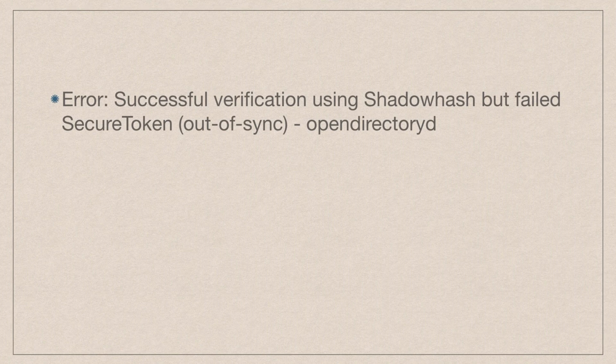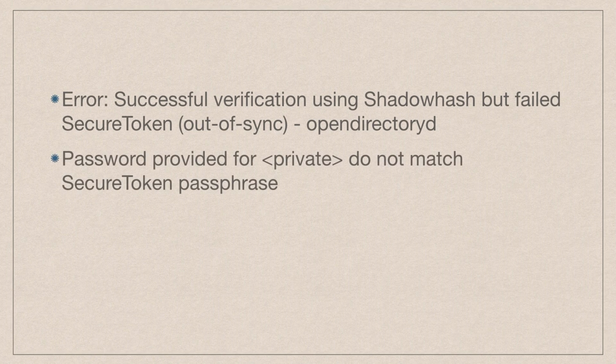You get some interesting errors when you start tracing out the console logs for this. So one of them is you get a successful verification using shadow hash. So the password is valid, but secure token is out of sync. So this kind of separates our password verification from our secure token verification, right? We also get things like password provided do not match secure token passphrase. Again, we get a bit of a separation between the password verification and the secure token passphrase.